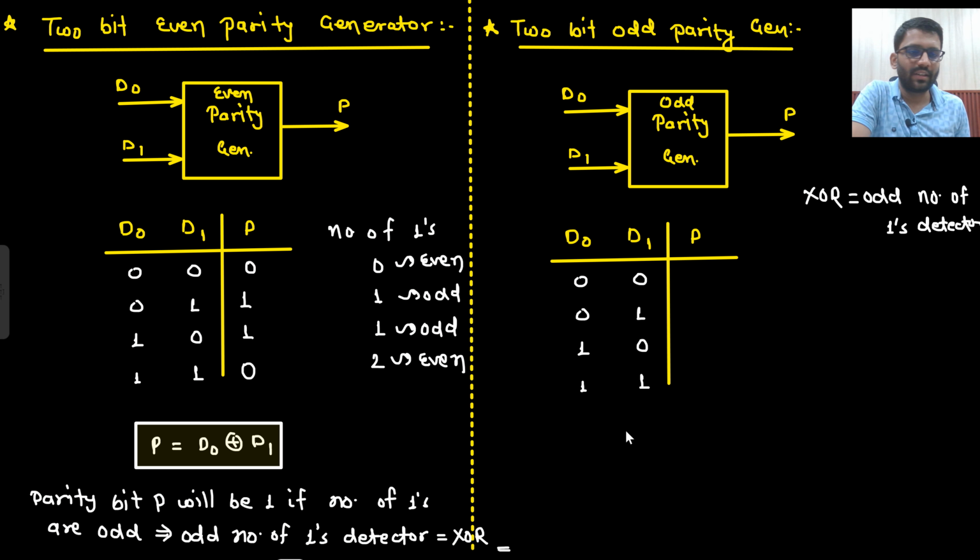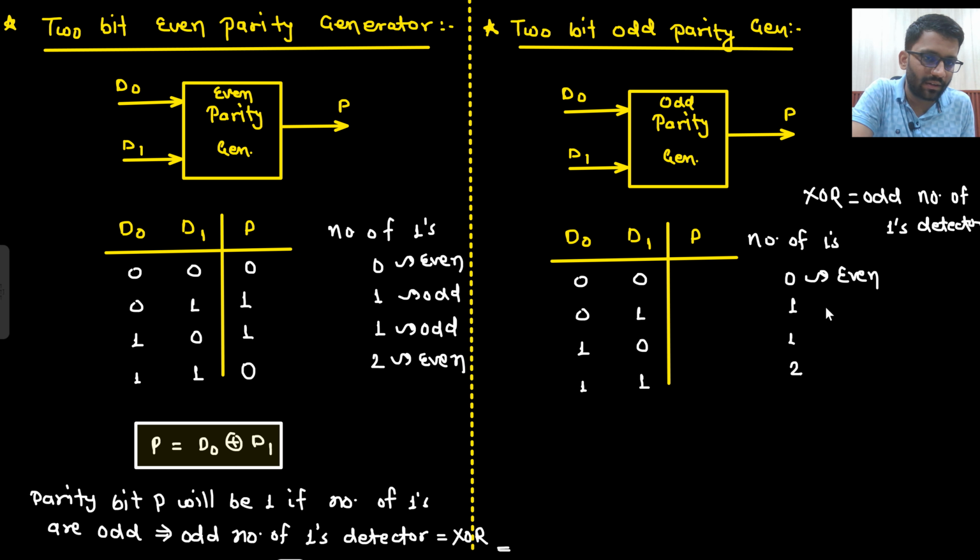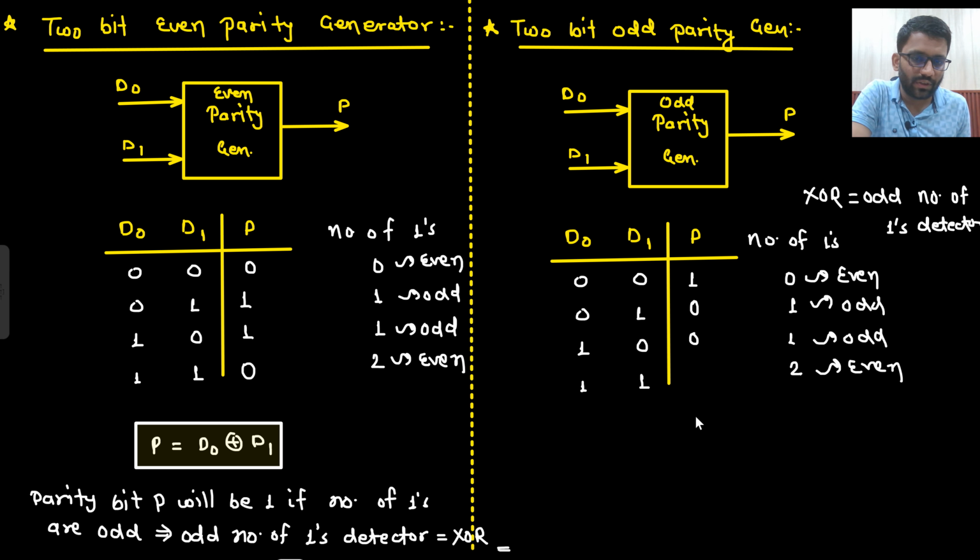What about this odd parity generator? Odd parity generator: the number of ones should be odd. So here the number of ones is 0, here 1, here 1 and here 2. Here the number of ones is even, here these are odd, and this is an even number. So this will be 1. This will be 0 because these are already odd. And this will also be 1. Because here the number of ones is even, so it makes sure that it becomes odd. Here the number of ones is odd only, so it stays odd.